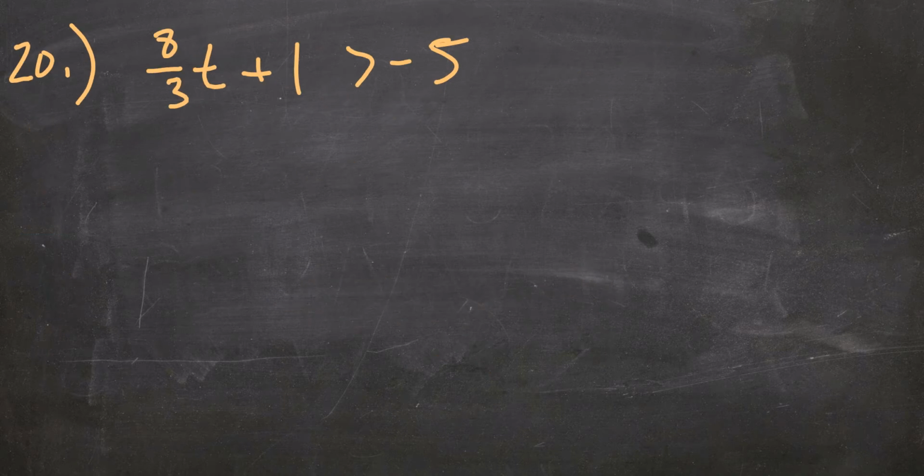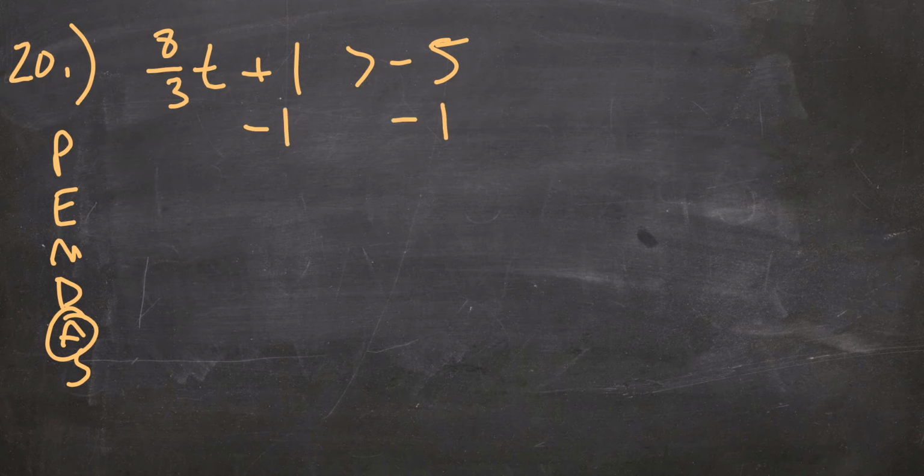All right, number 20. A lot of people don't like number 20 because it's got some fractions in it. But if you don't like those fractions, you can multiply by 3 by everything to start. I'm just going to ignore that right now because PEMDAS backwards. A fraction is division, and I know I'm going to get rid of that addition first anyhow. So no matter what, even if that wasn't a fraction, I still have to minus 1 first from both sides. I end up with 8/3 t is greater than negative 6.